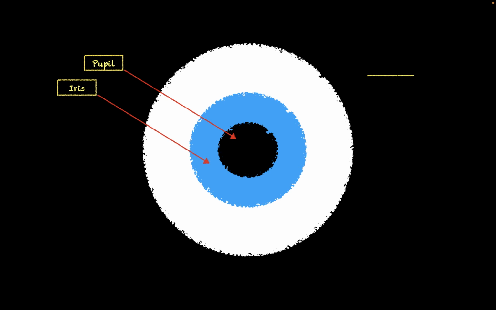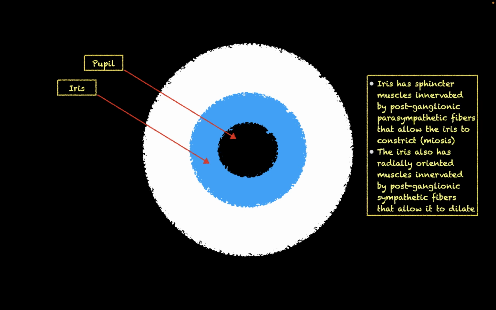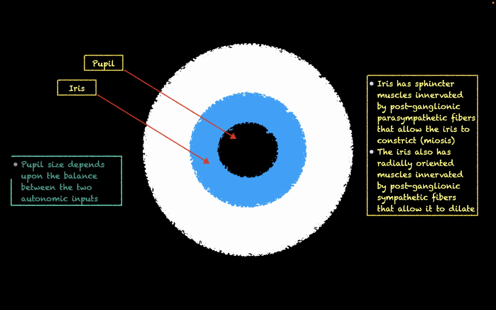Now the iris is made up of muscles, and these muscles are innervated by both parasympathetic and sympathetic nerve fibers. The sphincter muscles of the iris are innervated by parasympathetic fibers, which allow the iris to constrict and therefore cause the pupil to decrease in size. However, the iris is also innervated by sympathetic fibers, which innervate radially oriented muscles, and this allows the pupil to dilate. So the size of the pupil is dependent upon the balance between these two autonomic inputs.